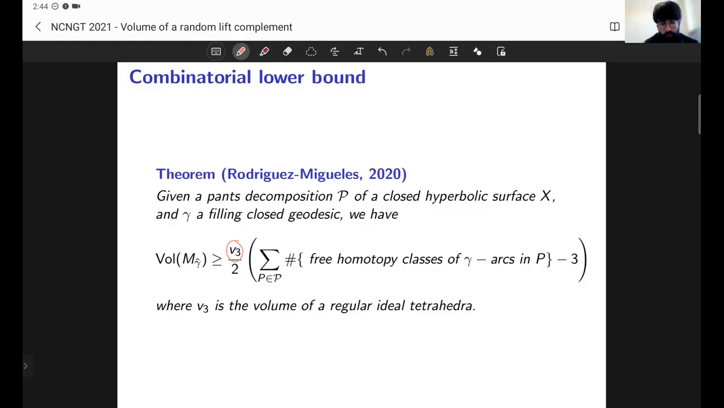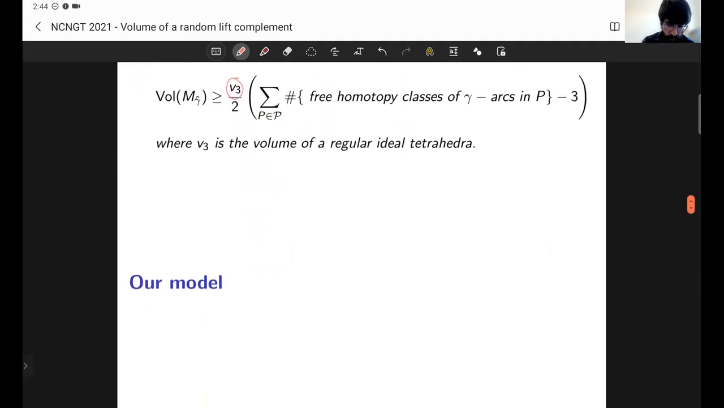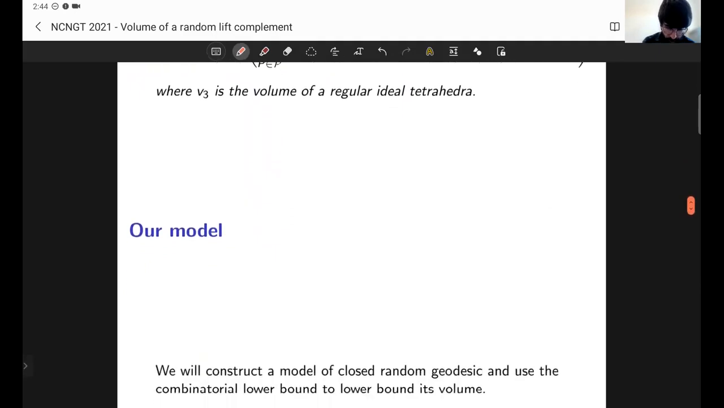It's a combinatorial lower bound in nature. So if you want to obtain it, you need to count curves or arcs on pairs of bands. And in general, we don't know any geometric lower bound at this point. So this will be one of the main ingredients that we'll use in the proof of our main theorem, which I will state closer to the end of this first part of the talk.